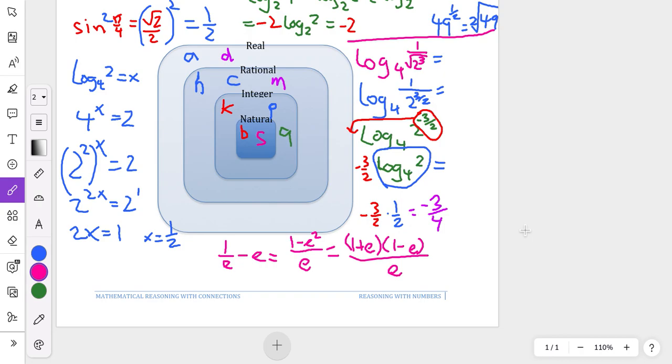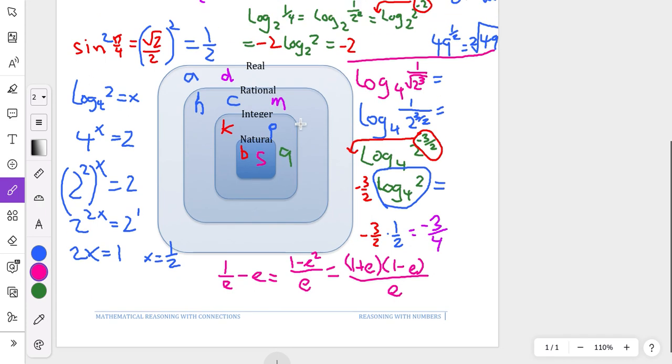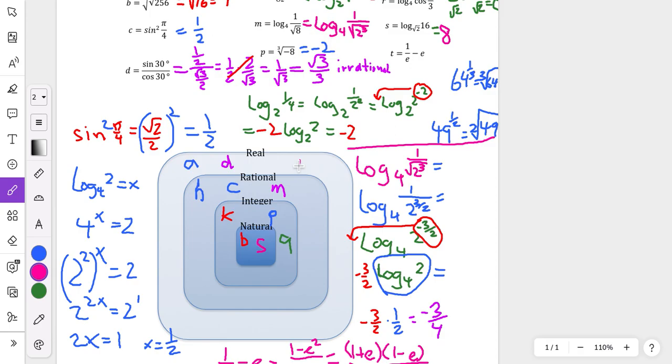1 over e minus e. 1 over e is like 0.3 something something something. Minus e. Yeah, that's going to be an irrational number. So this is a real. So T goes here.